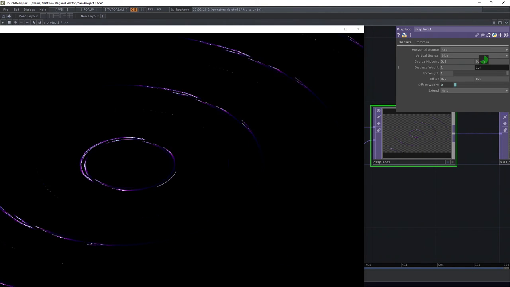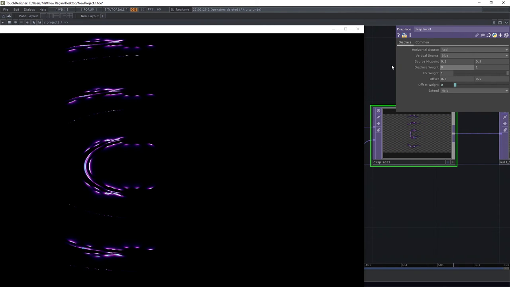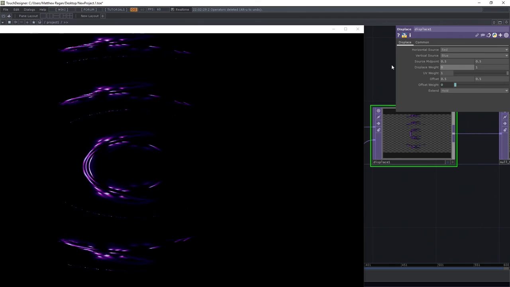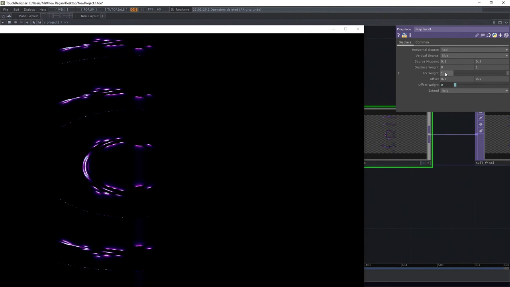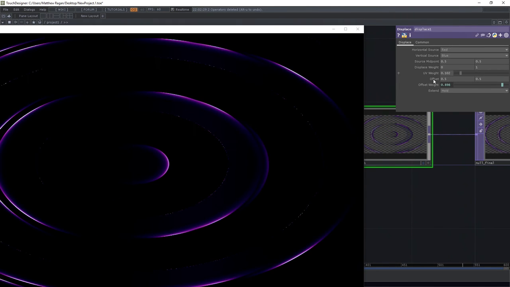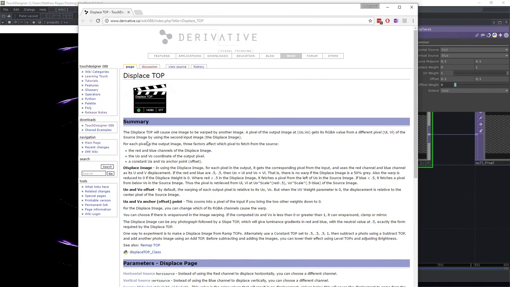You could think about what's happening in two dimensions, right? Not only in your horizontal, but in your vertical. There's lots of ways to play with what you might end up with here, right? And again, push on all these parameters, get a sense of what they're doing. When in doubt, use the wiki, right? That's part of the reason the wiki is there, to bring up those help documents and take a look at what is going on here. So a displace top causes one image to be warped by another image. Aha, great, right? This helps us understand what's going on.